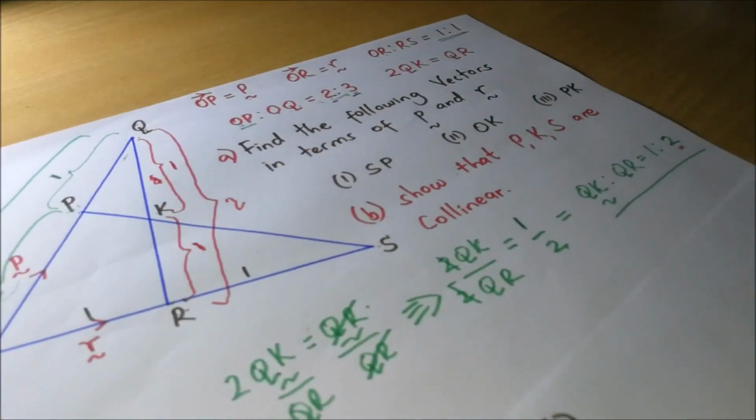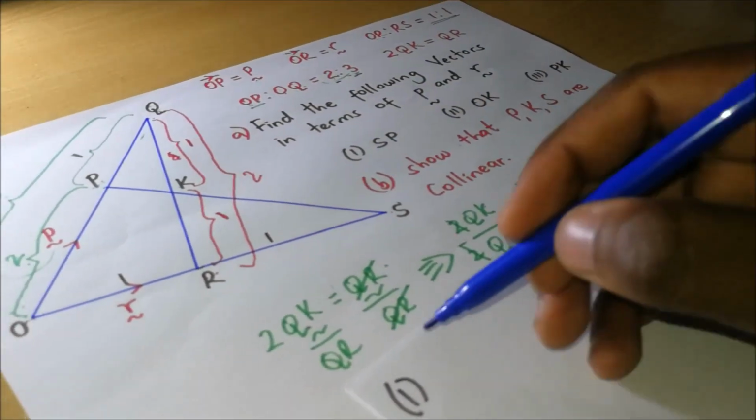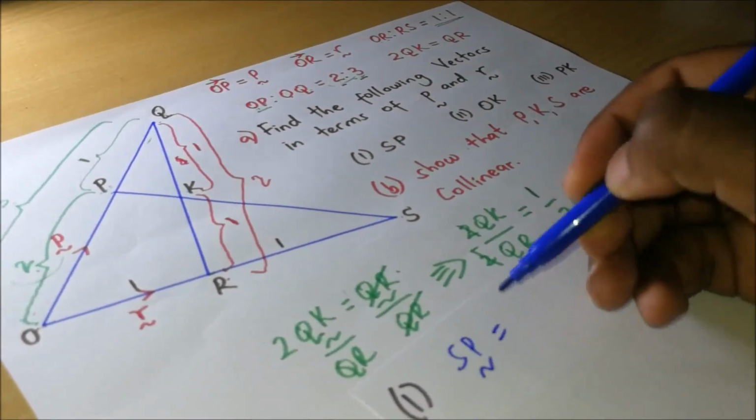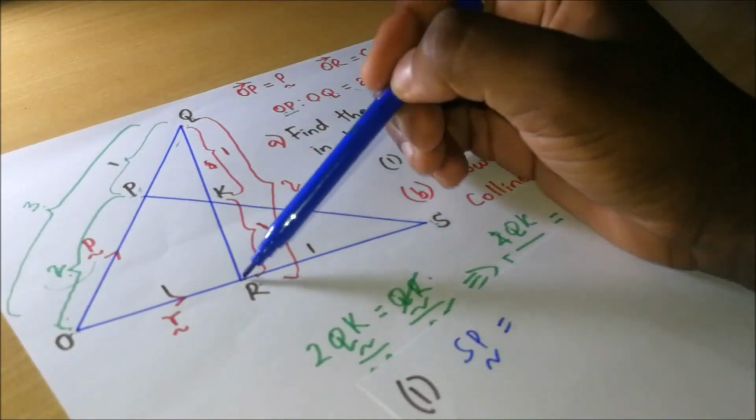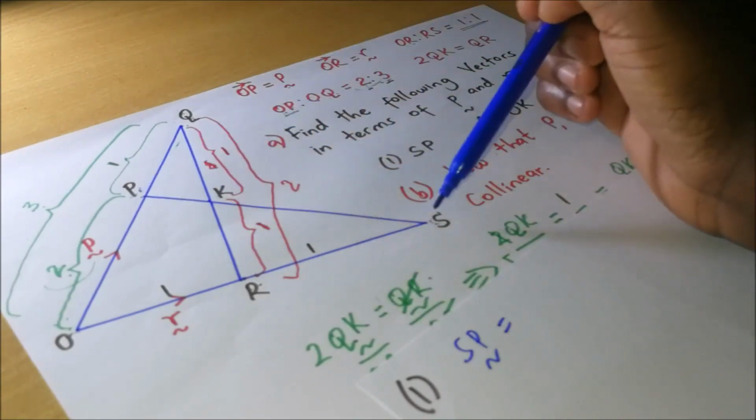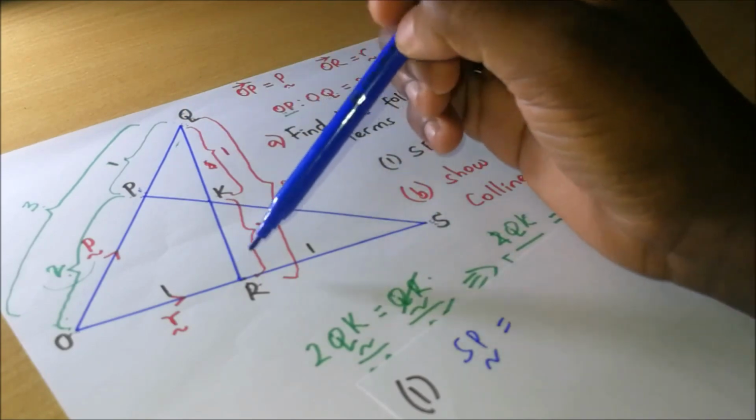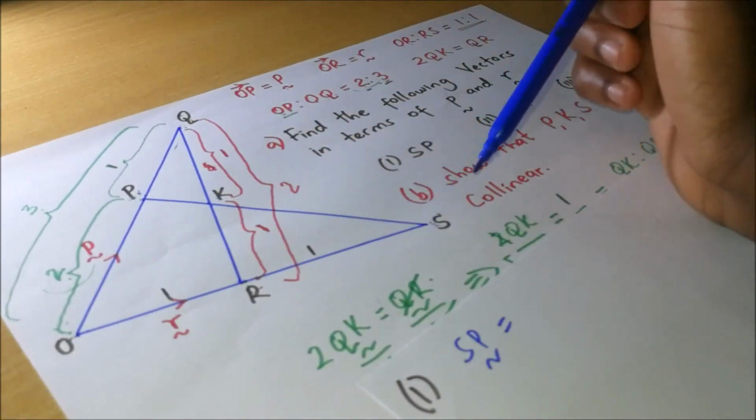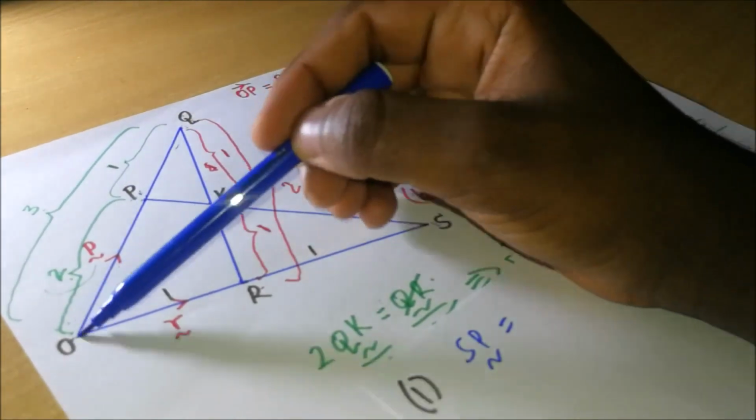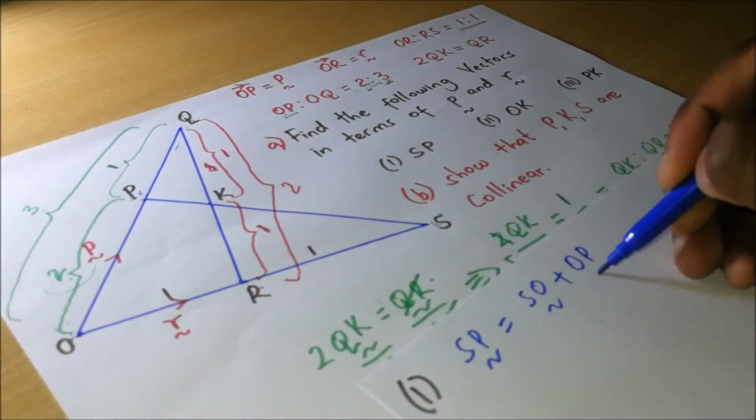So with that, let's proceed and start doing our question. They want us to find SP. So Roman 1, SP. First of all, for SP, we can take any route. We can say, for me to move from S to P, I can say SR plus RK plus KP, or I can say SR plus RQ plus QP, or I can say SO plus OP. Let me take the shorter one. For me to do SP, it is SO plus OP.